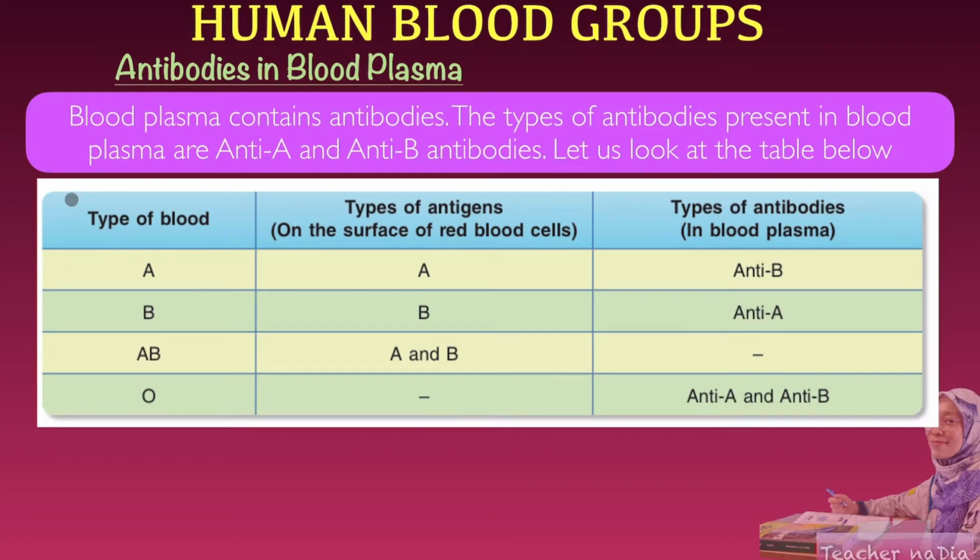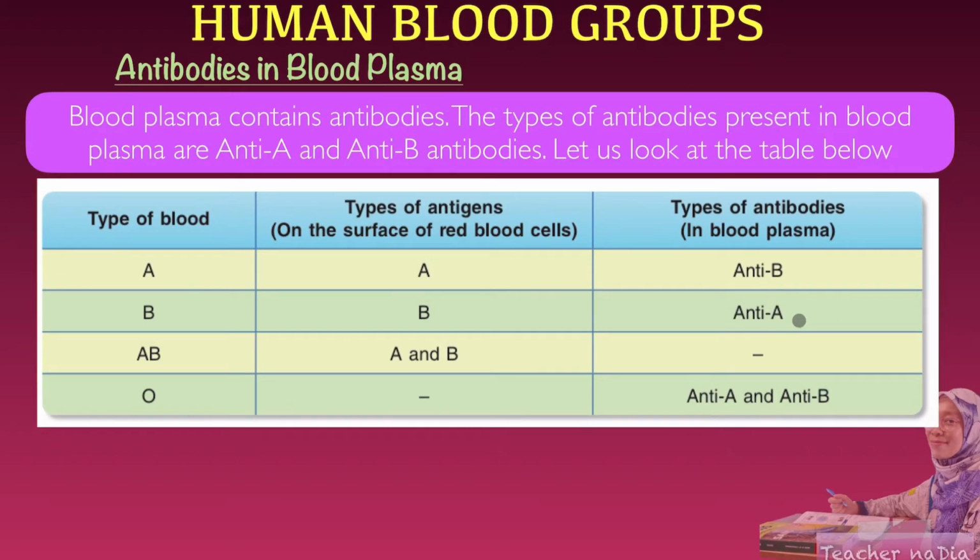Let's say the type of blood is A. The person has the type of blood A, so the person will have A antigens on the surface of red blood cells. So the antibodies are anti-B. Blood group A has A antigens and anti-B antibodies. For blood B, the person will have B antigens and anti-A antibodies.